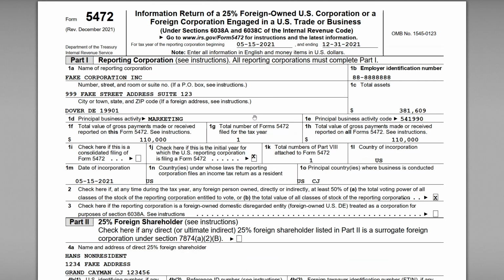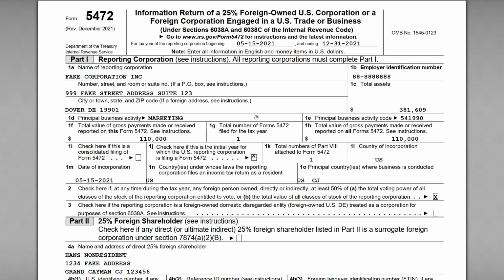Okay, so now the fun part, the 5472 here. Okay, so 5472, there's a couple of parts. First part, we're reporting information on the corporation itself, so it might seem duplicative because it's going along with this return, but you still have to restate it, right? So we have the corporation here, name, address, EIN, the principal business activity of the company, marketing services, and we're filing one 5472 for the year. So in 1G, we're entering 1.